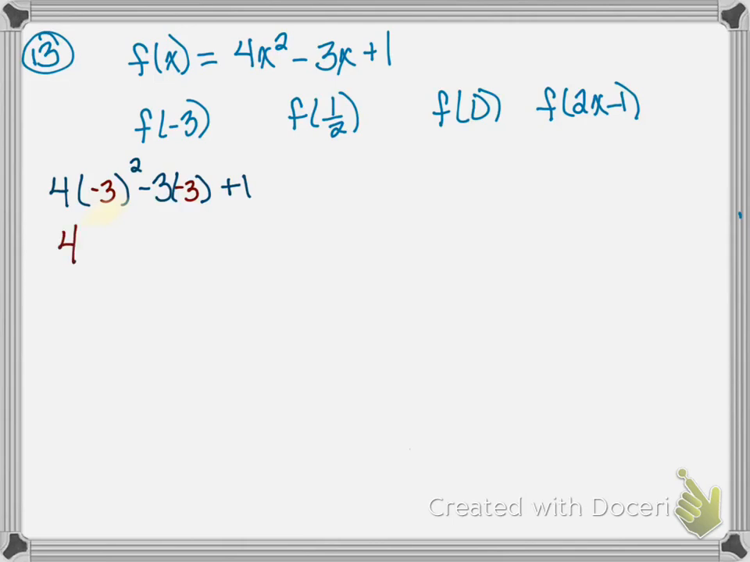So I have 4 times 9. Then I have negative 3 times negative 3, which is also positive 9, plus 1. 4 times 9 is 36. Okay, plus 9 plus 1. 36 plus 9 is 45, plus 1 more is 46. So f of negative 3, that's when we took negative 3 and plugged it in for my x's, I ended up with 46. Now, for our next one, we're going to plug in 1/2.